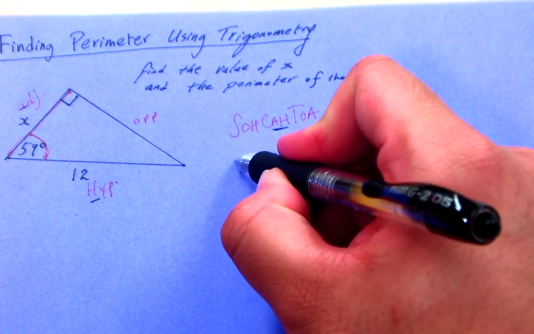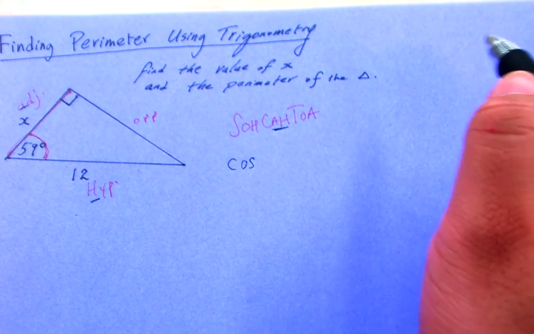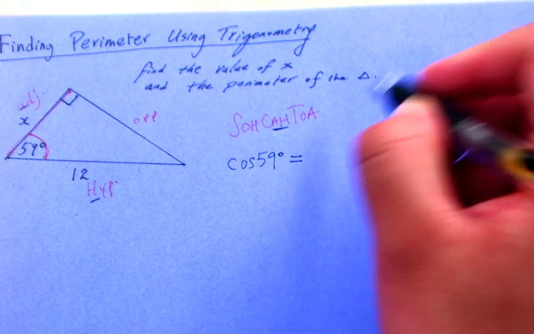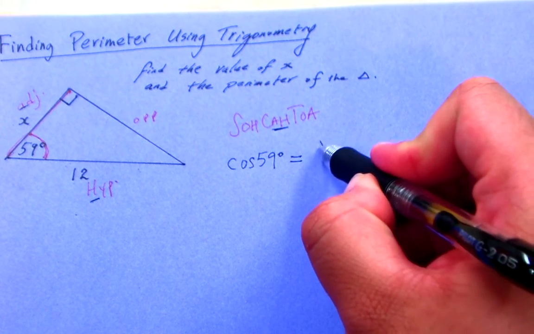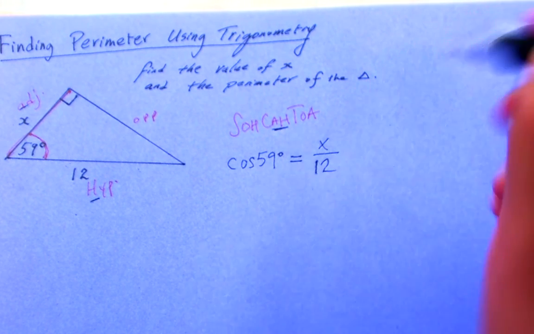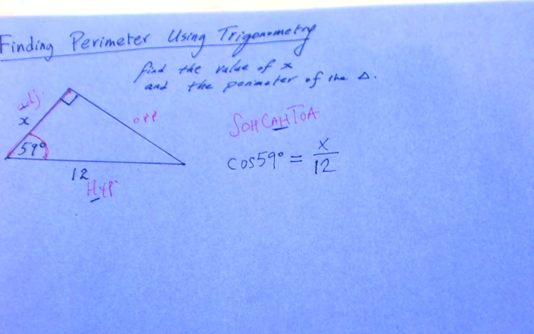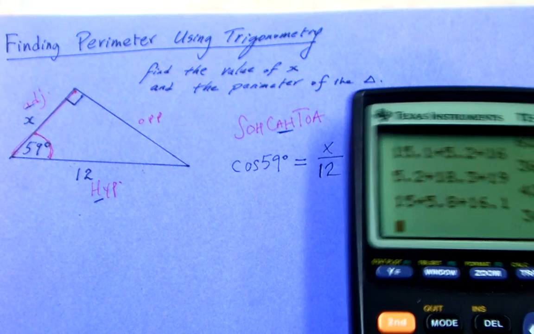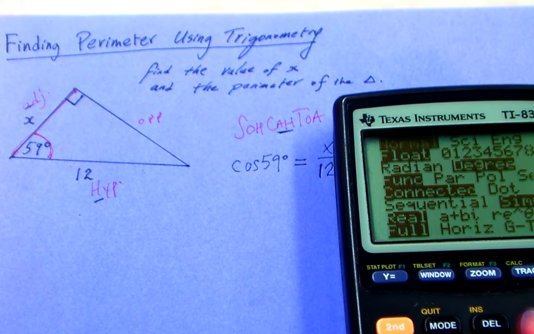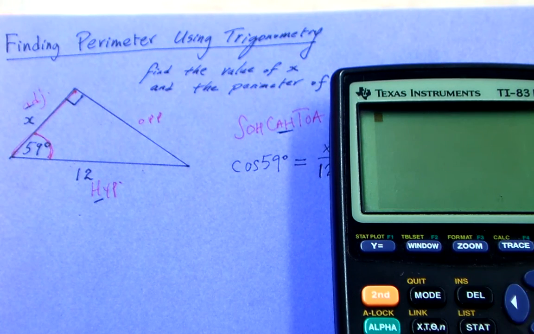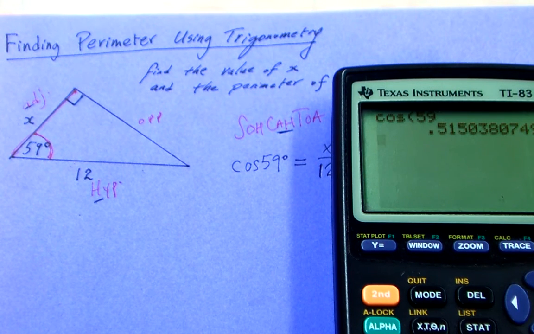So what that tells me is that I need to find the cosine of 59 degrees, and by definition cosine is going to equal adjacent, which is in this case unknown, over hypotenuse, which in this case is 12. Well, cosine of 59 is a value that a calculator or trig table can help you find. So I'm going to use my trusty calculator here. I'm going to be sure that it's in degree mode. So you hit mode on the TI calculator and then degree. So what is cosine of 59 degrees? You'll see that it's approximately 0.515.